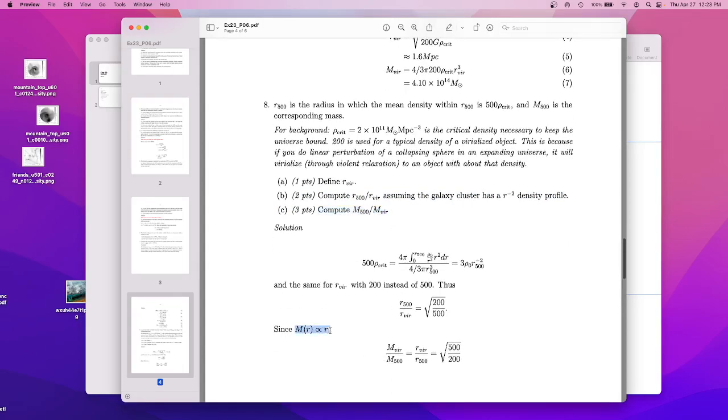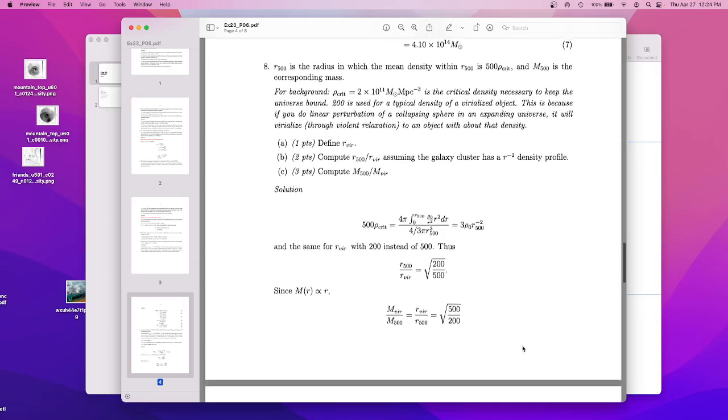The easiest way to do this is just to notice that the mass goes like the radius. This is one of the chief problems with 1 over r squared, because the mass increases without bound. That doesn't make any sense for an object that needs to have an edge. But if you just know that m goes like r, then m virial over M500 is just the square root of 500 over 200.